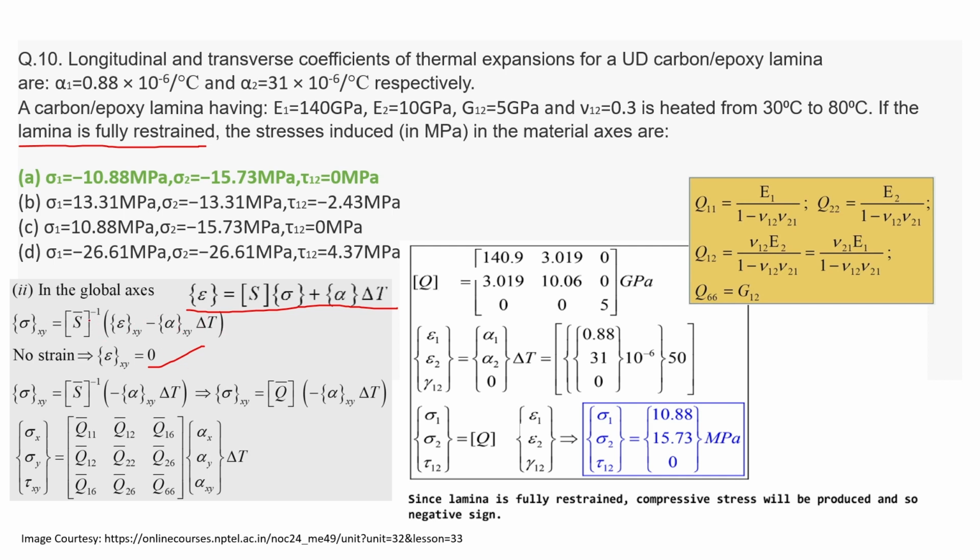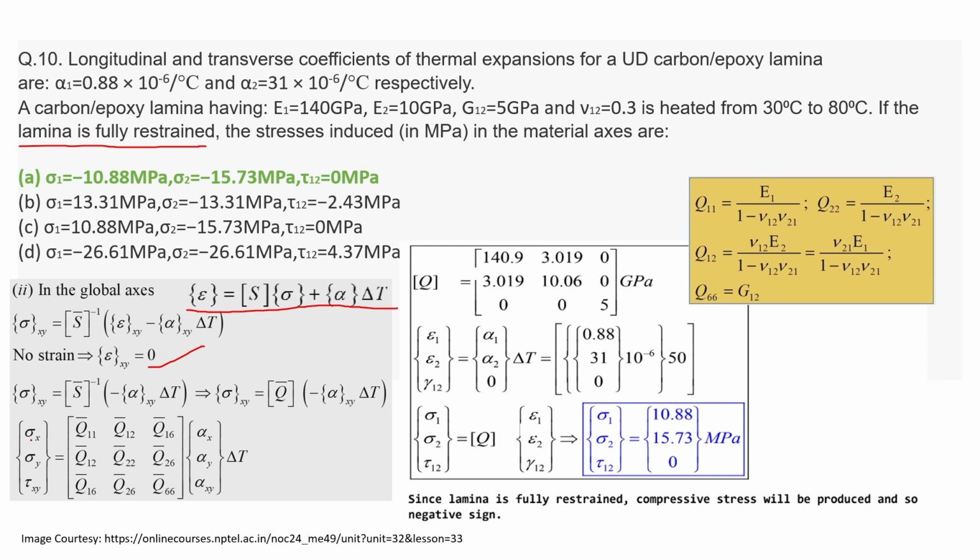Now the inverse of the compliance matrix will be the stiffness matrix, and to find the stiffness matrix we are already given the values of the engineering constants. So we have been given the values of E1, E2, G12 and mu12. From that we can form the stiffness matrix, and from the stiffness matrix and the values of alpha x, alpha y, alpha xy and delta t, we can finally find the values of sigma x, sigma y and tau xy.